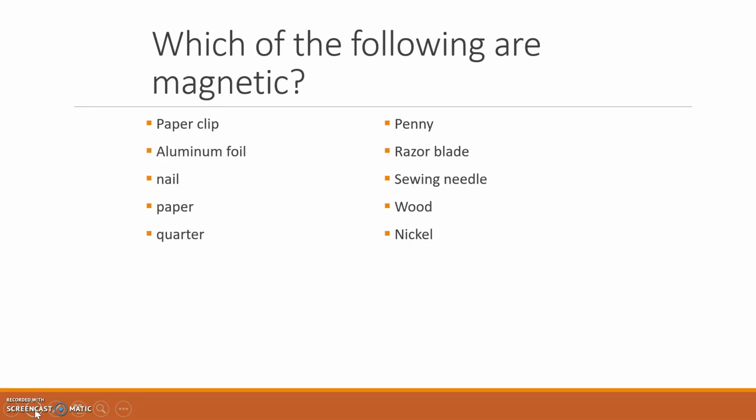So which of these are magnetic? Think about for a second which would be magnetic, which would be attracted to a magnet. A paper clip, aluminum foil, a nail, paper, a quarter, a penny, a razor blade, a sewing needle, wood, and nickel. The ones that are magnetic are going to be turning green. So a paper clip, a nail, a razor blade, a sewing needle, and nickel, as in the element. All of those would be magnetic, and a magnet would pick them up.